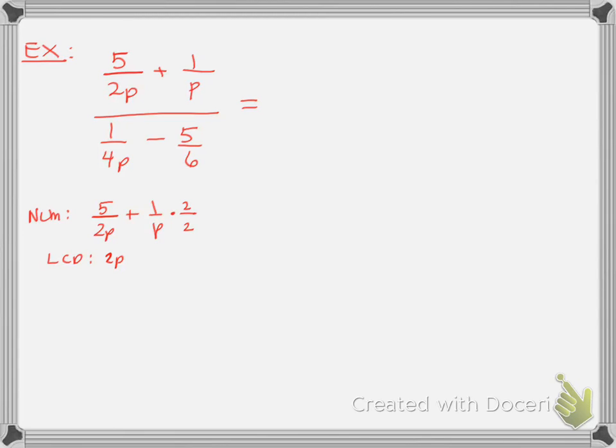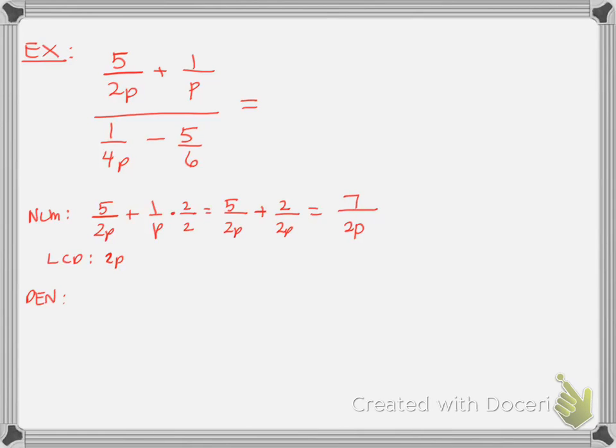So 2 over 2, and that's 5 over 2p plus 2 over 2p. Now they're the same, right? So that gives us what? 7 over 2p, okay? And then, let's see. That's the numerator, and we can't do anything else, right? It can't be simplified any further.